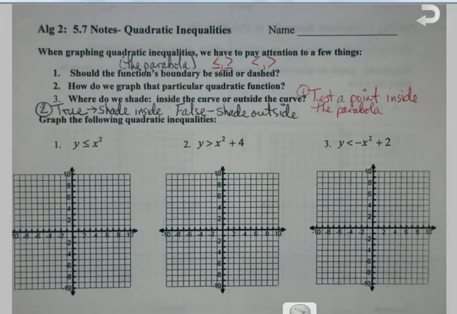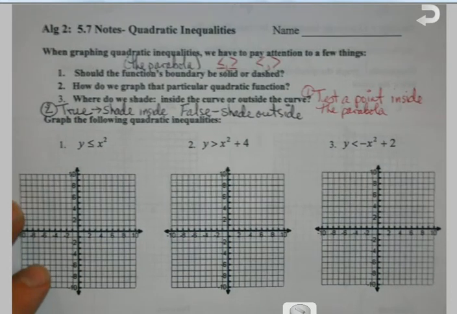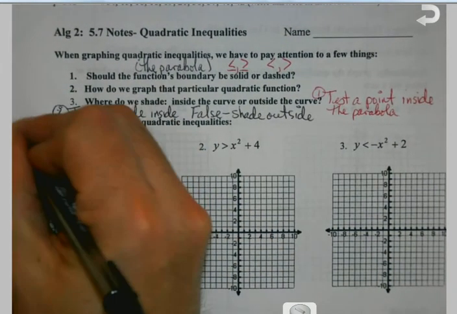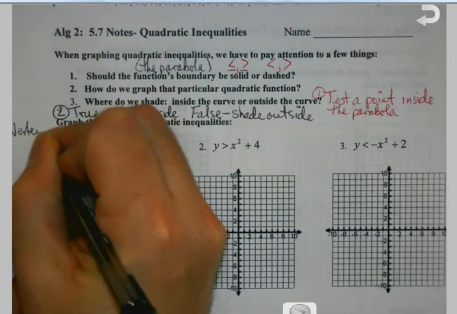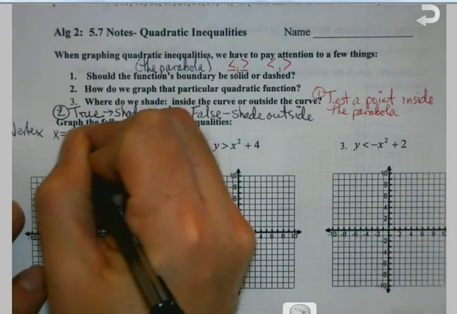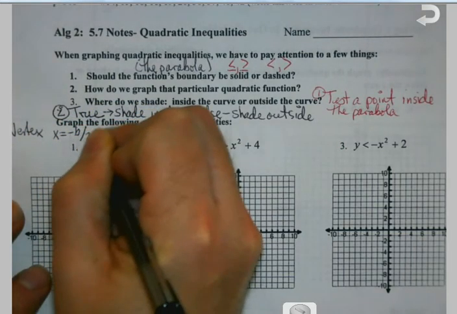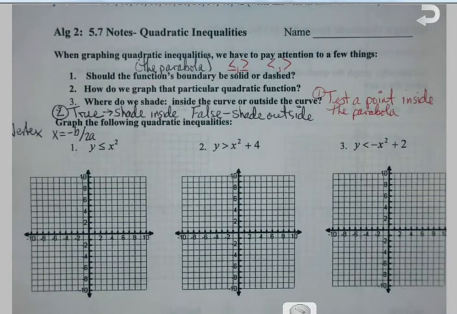So for me trying to do negative b over 2a, I'm basically going to get the same answer every time. Because if I attempted to find my vertex by doing x equals negative b over 2a, if there's no x term, what's my b going to be every time? 0, okay. So if my b is 0, that means my x value is going to be 0.